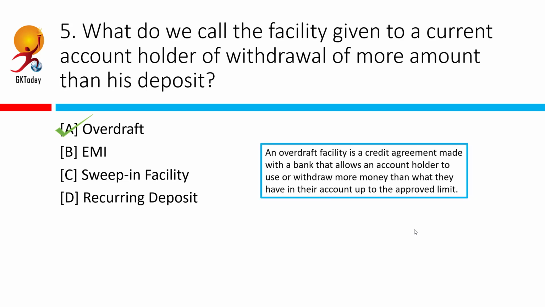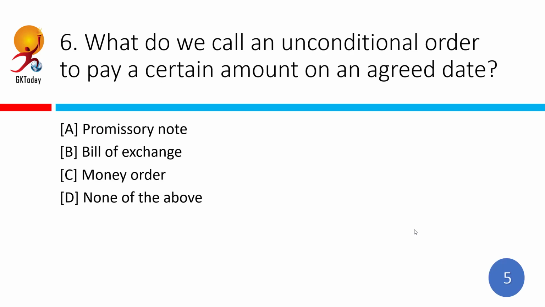Correct answer is overdraft. So this is when a credit agreement made with a bank will allow the account holder to withdraw money which they don't have in their account, that is more than the approved limit of their account. What do we call an unconditional order to pay a certain amount on an agreed date?